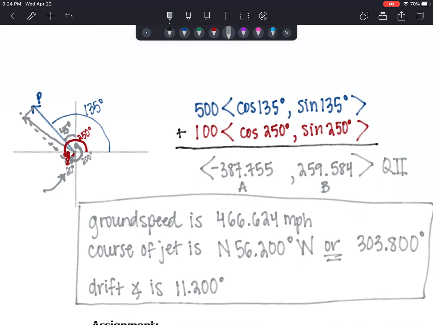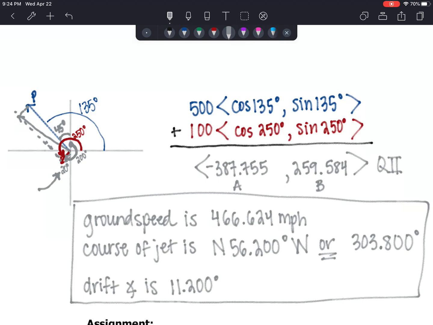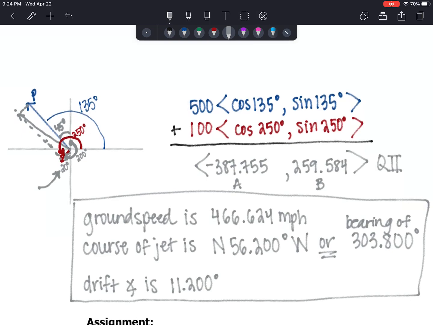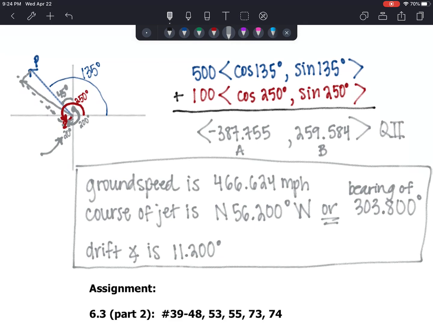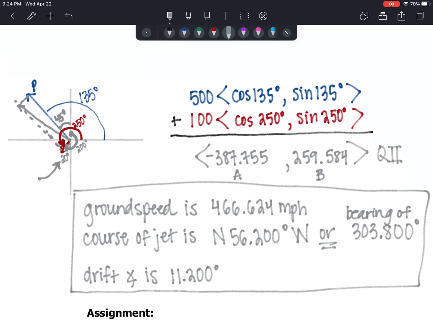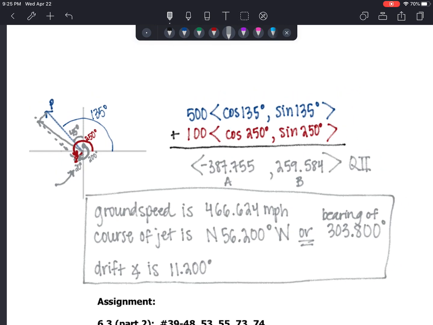The ground speed is the magnitude, which is the square root of A squared plus B squared. The course of the jet I found to be north 56.200 degrees west, or a bearing of 303.800 degrees. The drift angle, which is the difference between the course of 56.200 degrees and 45 degrees, is a drift angle of 11.200 degrees. So here's our answer.